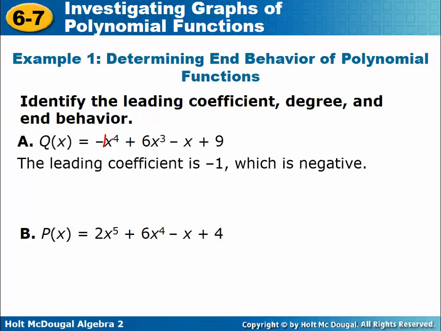So the leading coefficient is -1. If there's no number there, that's a 1, and it was a negative. We're supposed to say the degree of that. The degree is the exponent on the first term. That's an even degree. And now the end behavior.